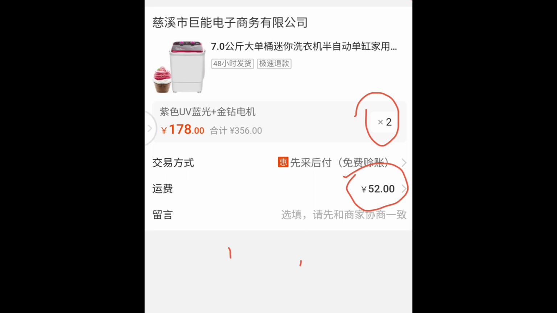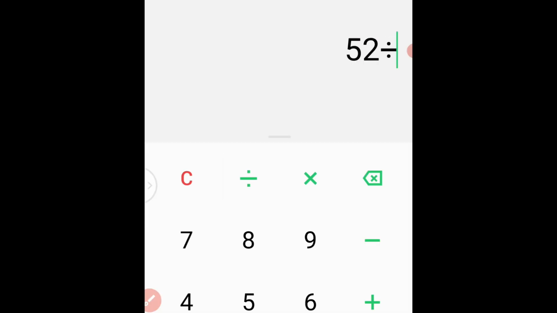Did you see it? So now, since we're buying 1, all we need to do is divide this 52 by 2. So let's go to our calculator. 52 divided by 2 is 26. Now we can see that we will be paying that supplier 26 yuan to ship that washing machine down to our shipping company warehouse in China.